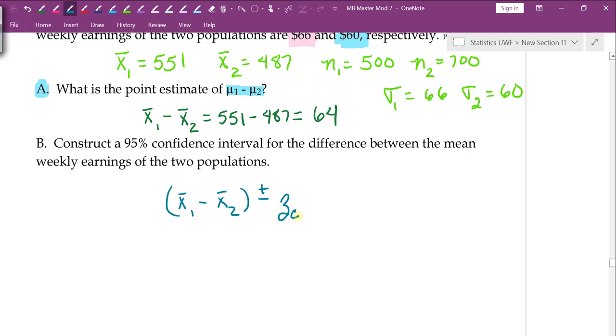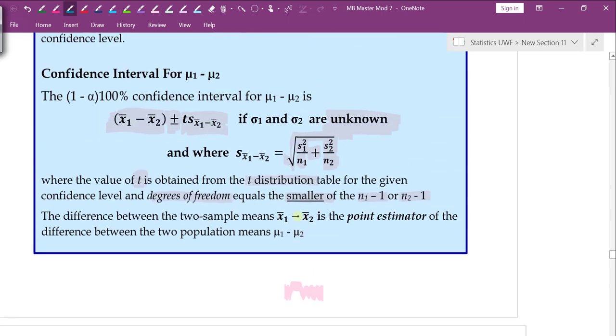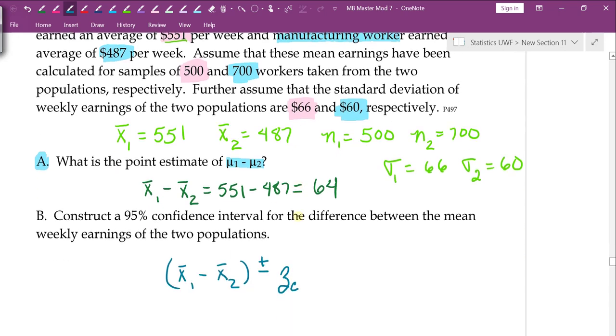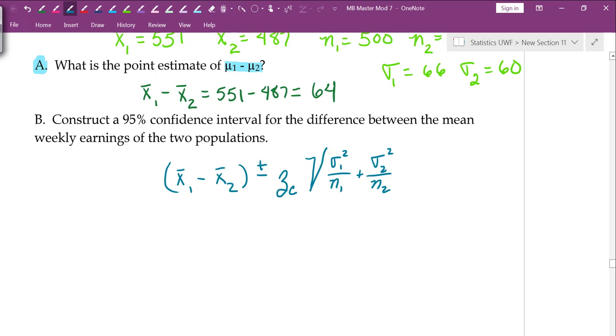Let me double check that. It should be the square root. Yep. Okay. Here we go. Multiplied by the square root of the variance from population 1 divided by the sample size of population 1, plus the variance for population 2 divided by the sample size of population 2. And all of that, if I can get my pen to write up here, underneath the radical.